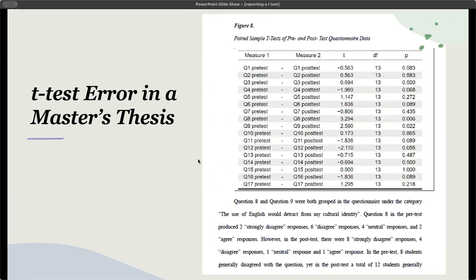Here's another error in a master's thesis where a student did a t-test for every single question. The problem with doing a t-test for every single question is that there's not enough data for any of this to be statistically significant.